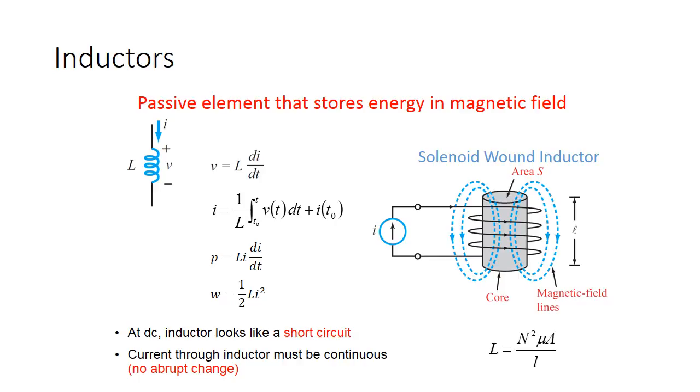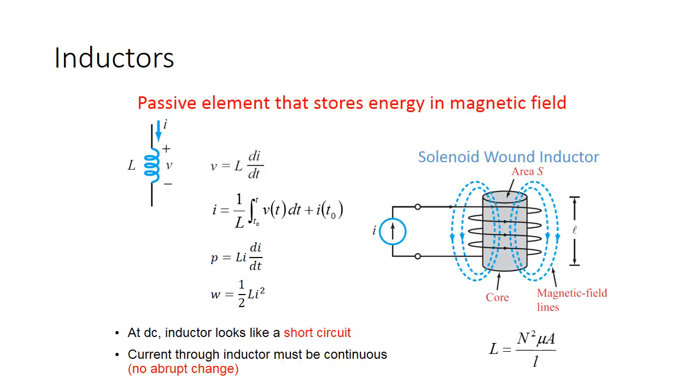So if we go back to the left-hand side, we have i equals 1 over L, integral from t0 to t of v(t) dt, plus i(t0), the current at the initial time. And so that's going to give us our current output for the inductor. And then below that we have our power, which is L i di/dt, and our energy, which is 1/2 L i squared.